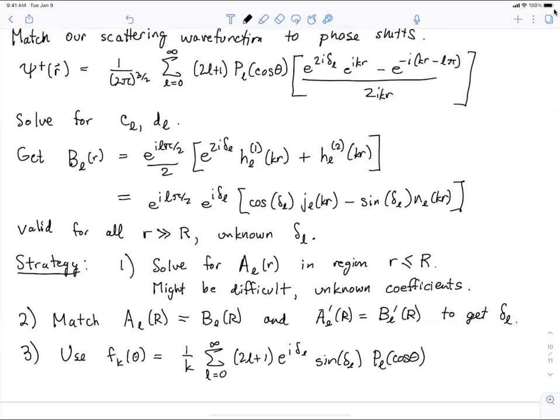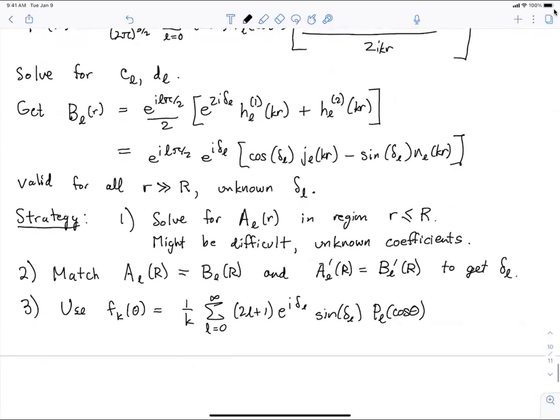Okay, and then you can do anything because you've got that. You can square it, you can integrate, or you can find the differential cross-section. You can integrate to get the total cross-section. You can check the optical theorem. You can check partial wave unitarity and all that good stuff. Okay, so that's a general strategy.